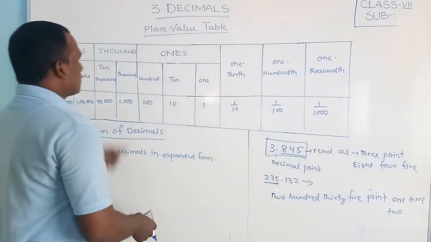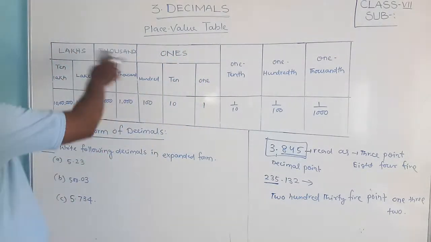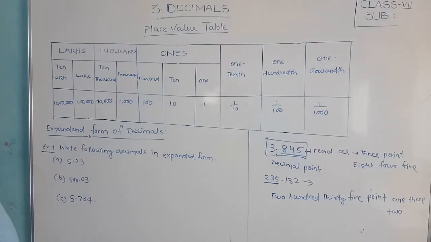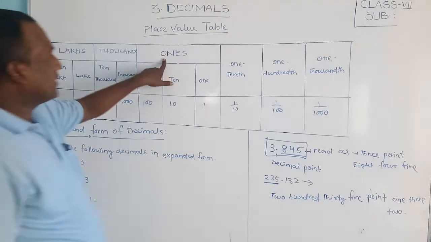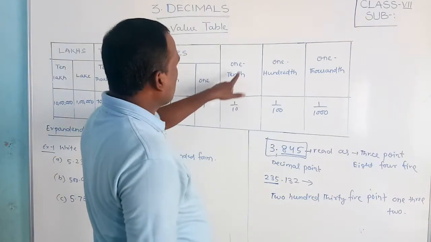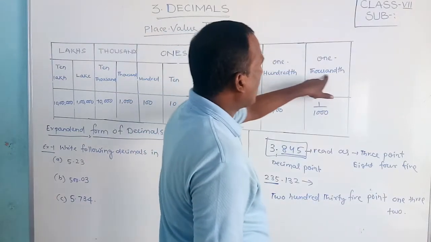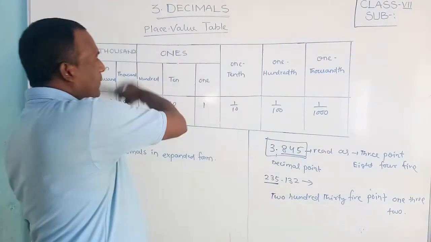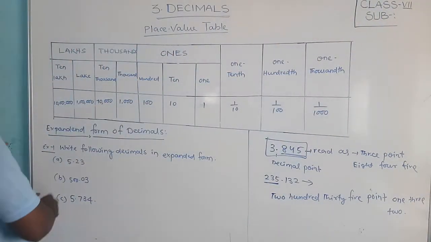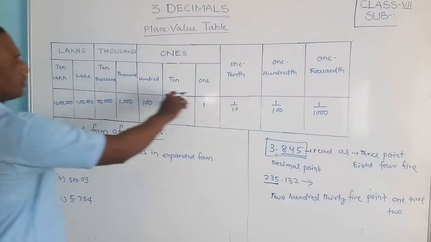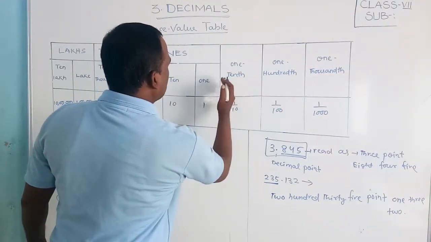So come here, students. I have drawn a place value table. Observe here, students: first lakhs, thousands, ones. Next in the table, 1/10th, 1/100th, 1/1000th. So you have to read the decimal part of the table this way. From here, observe that this is the decimal part.